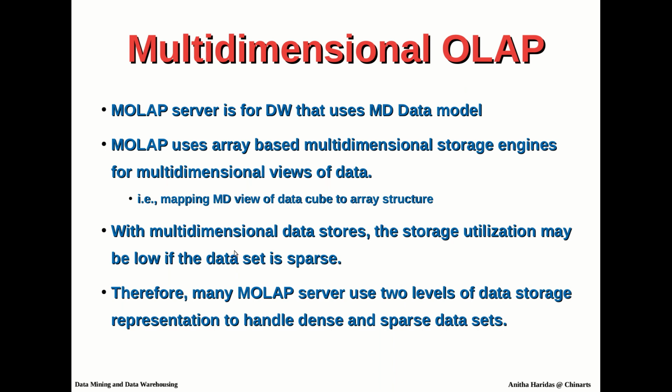Right? So what happens here in the data set, if most of the values are zeros or null values, then you need to have minimum storage utilization only for the multi-dimensional data store, and you can follow the array data structure. Therefore, many MOLAP servers use two levels of data storage representation to handle dense and sparse data sets. So you can have dense data storage or sparse data storage depending upon the data set in the multi-dimensional data.